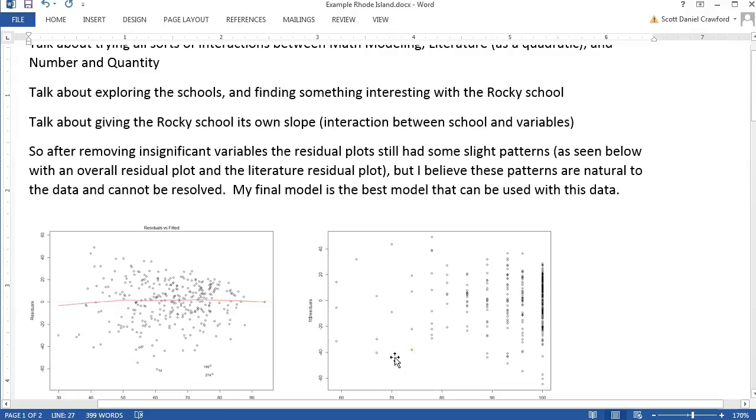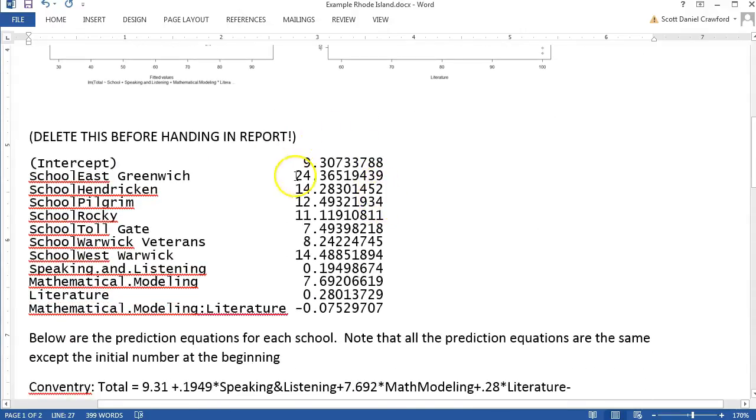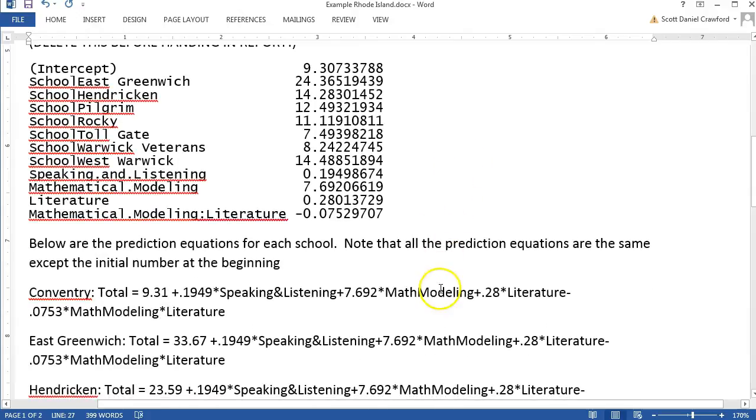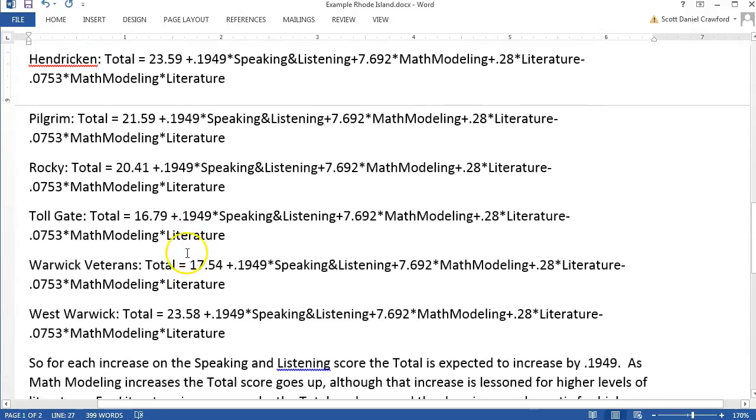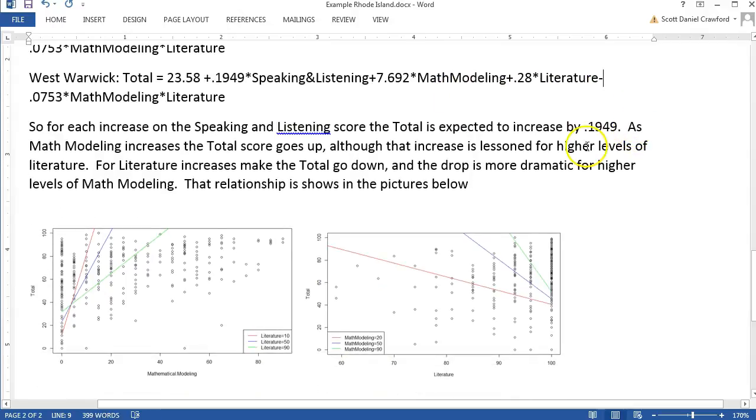So let's wrap up the report. You should have a link that'll give you a copy of this so you can scroll through it at your leisure. But basically, I went through and got the coefficients for each of the variables so that I could then make the prediction equations. Now, each school has a unique y-intercept, and I noted that in my report. Then I talked about how speaking and listening is going to increase it by this much. It's a simple linear term. But math modeling and literature have this complex interaction.